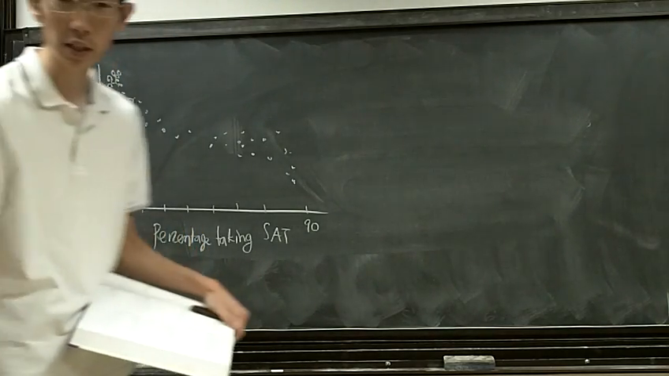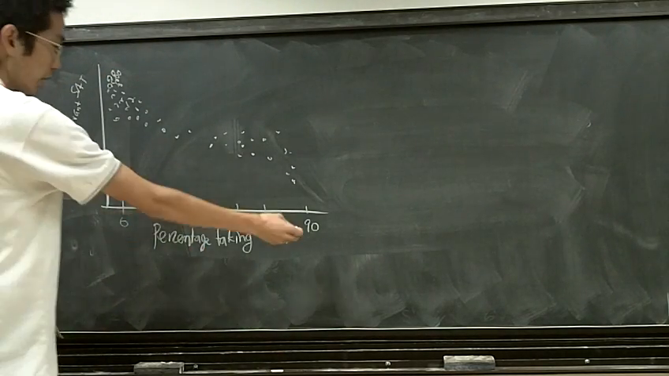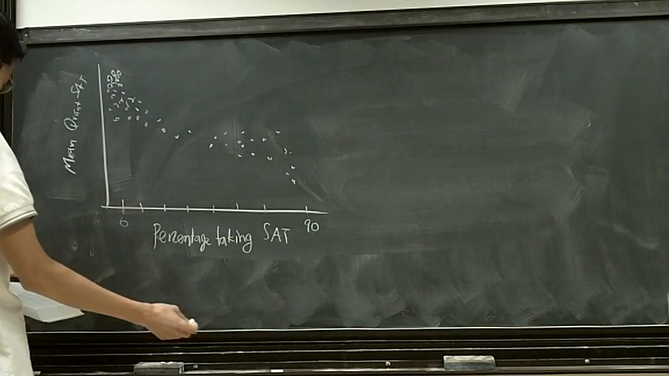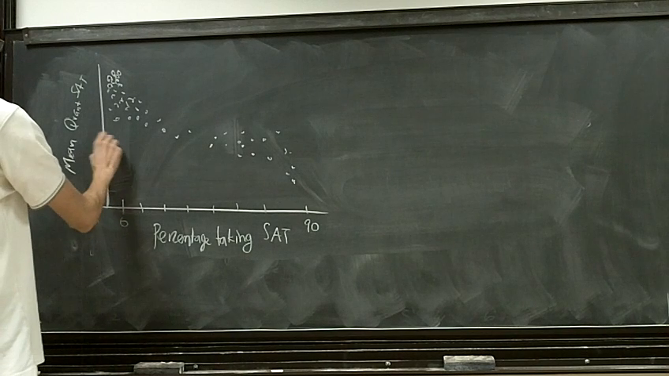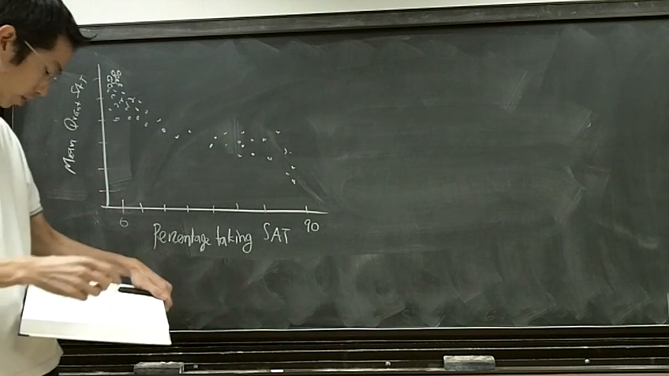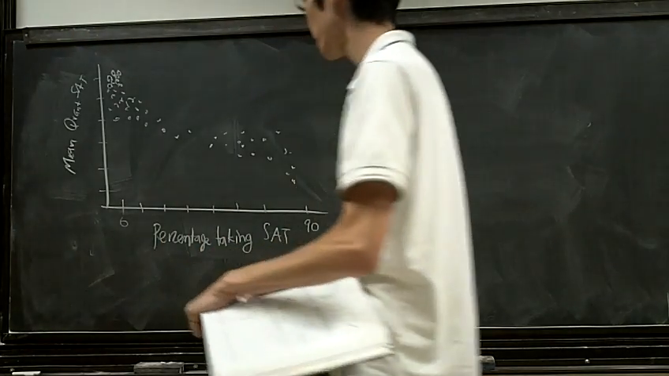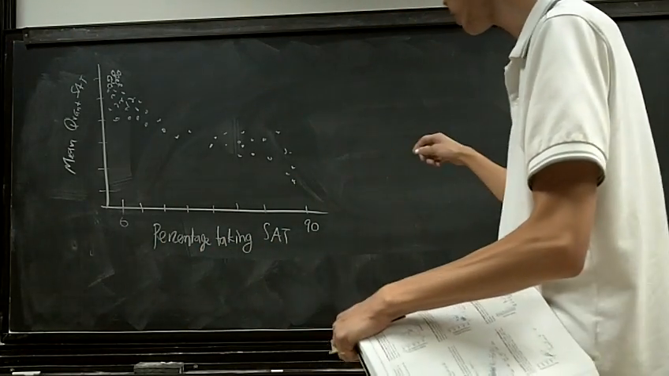Maybe most of them take ACTs or whatever, or very few students take the SAT, or a lot of them are taking the SAT. And on the other axis, we've got the mean quantitative score. Those range anywhere from 450 to 625. And we definitely see some kind of trend.